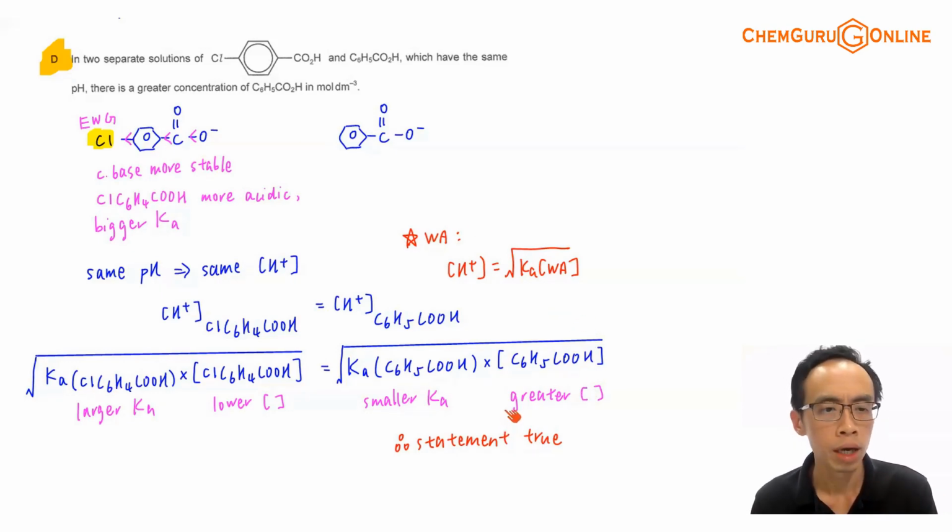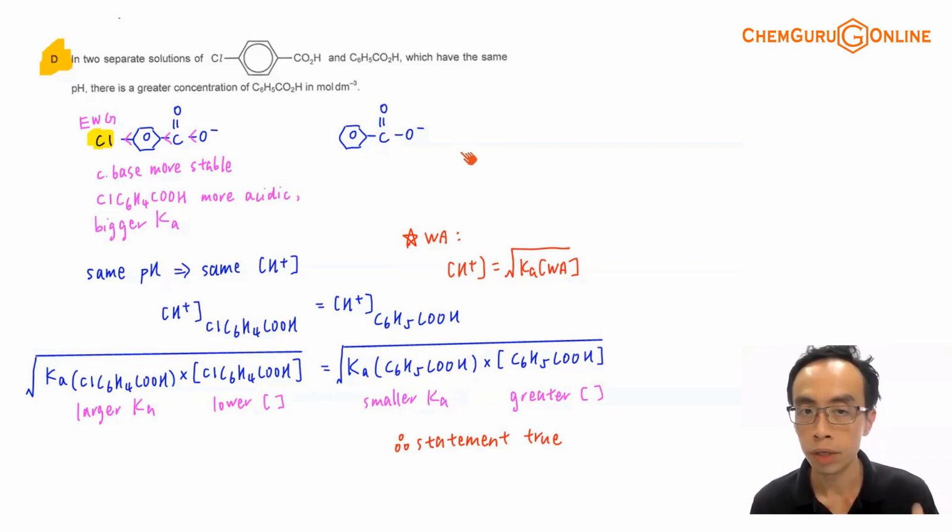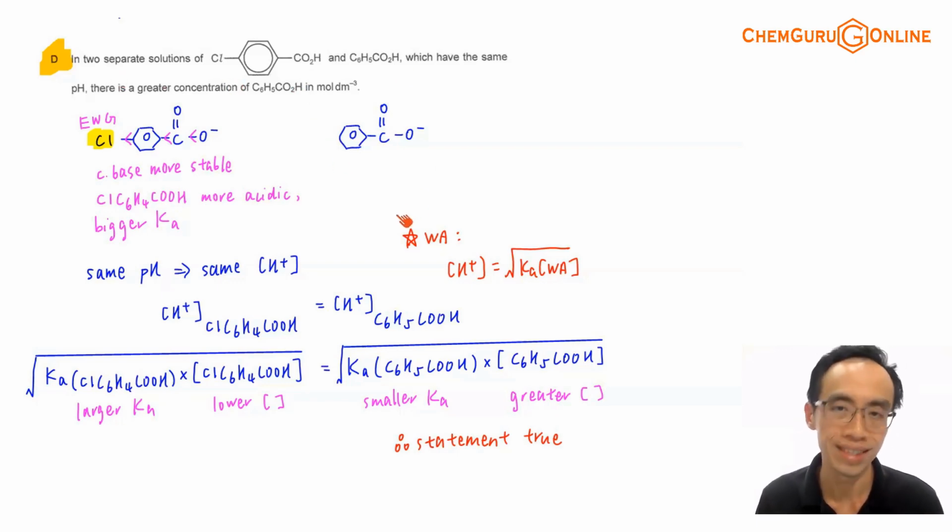Again, it's a bit unusual for me to compare acidity in this way, but we can make use of this formula. For a weak acid, H+ concentration is equal to the square root of Ka times weak acid concentration. Then we can do some manipulation and figure out that statement D is correct. If the pH is the same, or the H+ concentration is the same, then the concentration of the weak acid should be higher. So the answer to this question is statement D.